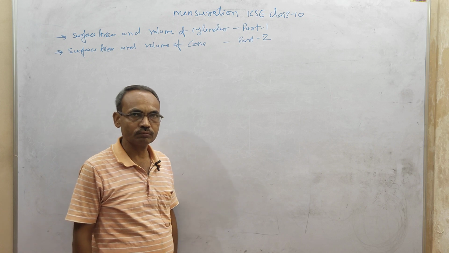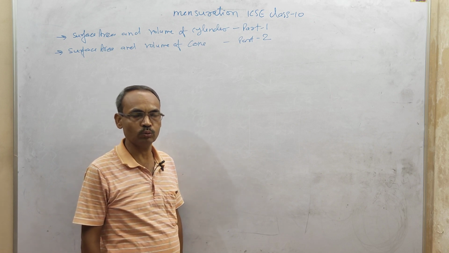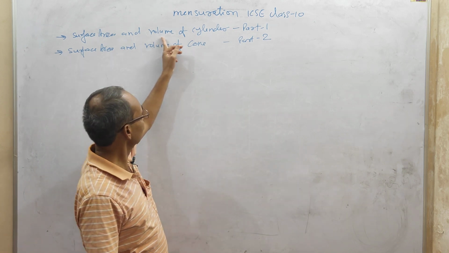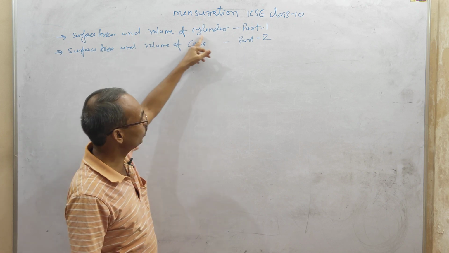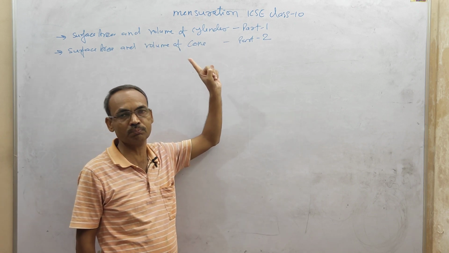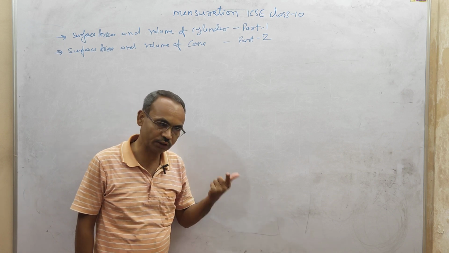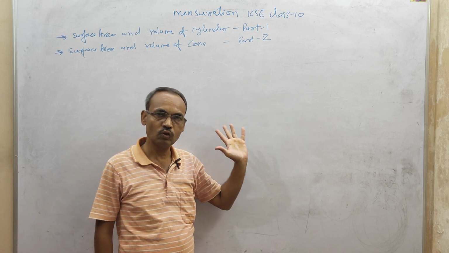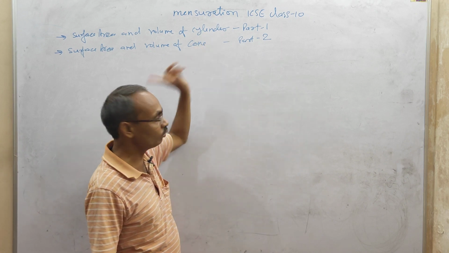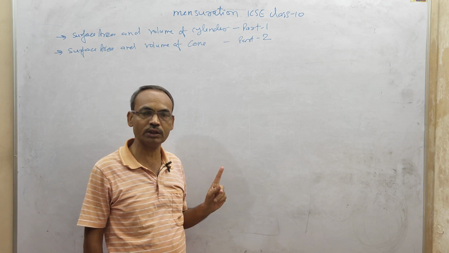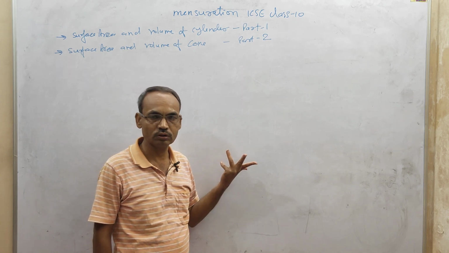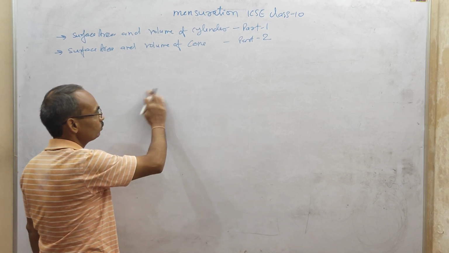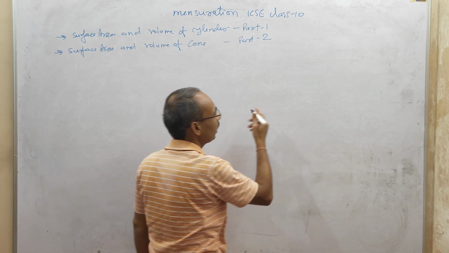Today the topic is mensuration part 2. Part 1 has been uploaded some days ago, on the cylinder. Surface area and volume of cylinder has been explained in our first video, and in the second video, the surface area and volume of cone in part 2. Only cylinder and cone are in your ICSE class 10 math syllabus. Its scope is reduced. So for the cone we should first understand the topic and the formula of cone.